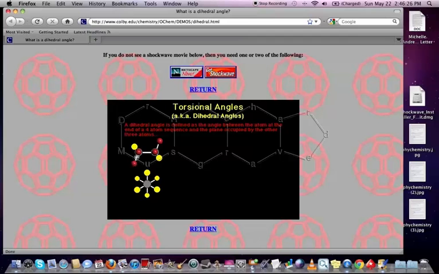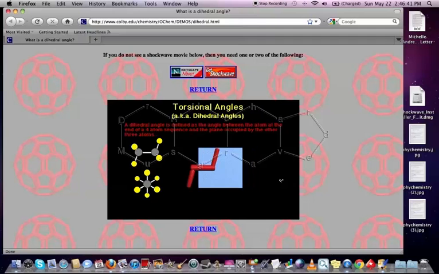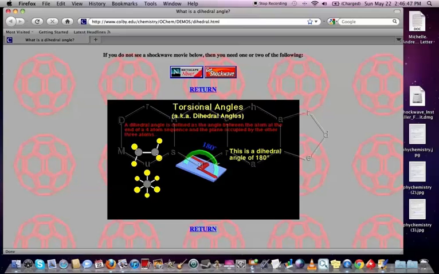Now what we've done is we've designated these four atoms right here, and we're going to investigate the angle between this bond and this bond. So we take those out and we lay them on a plane, and you can see that it's completely flat. That means that there is an angle of 180 degrees between this bond at the back and this bond at the front. That's called dihedral or torsional angle.